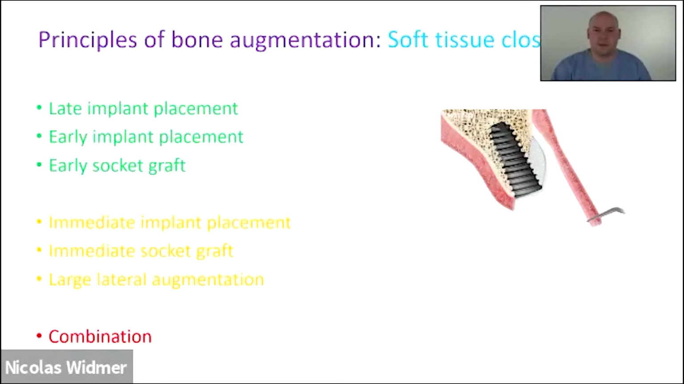So late implant placement, early implant placement, maybe 3-4 weeks after extraction, or early socket graft, is much easier. We run a little bit higher risk together with bone augmentation when we do immediate implant placement, immediate socket graft, or really large lateral augmentation. Then we probably need to release the periosteum. And it gets even more risky when we do combinations like immediate implant placement and a very large lateral augmentation.